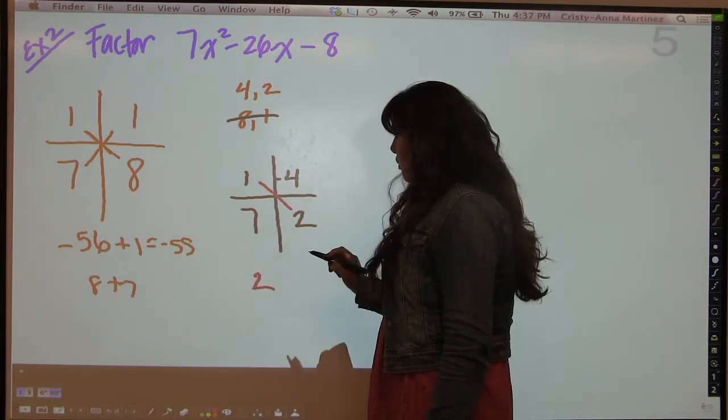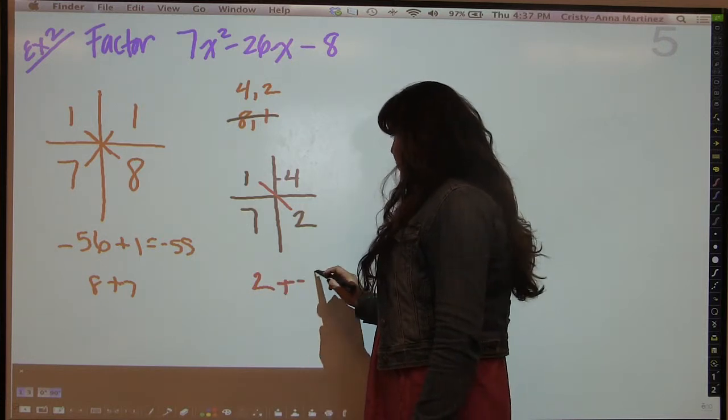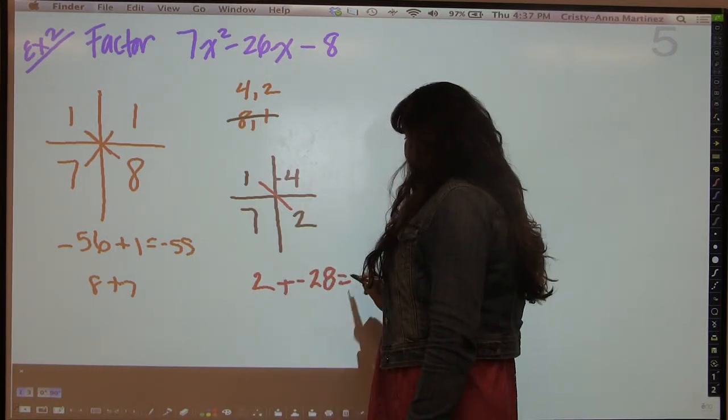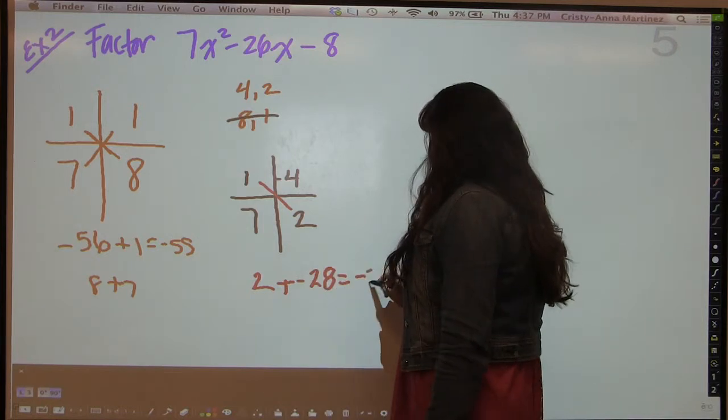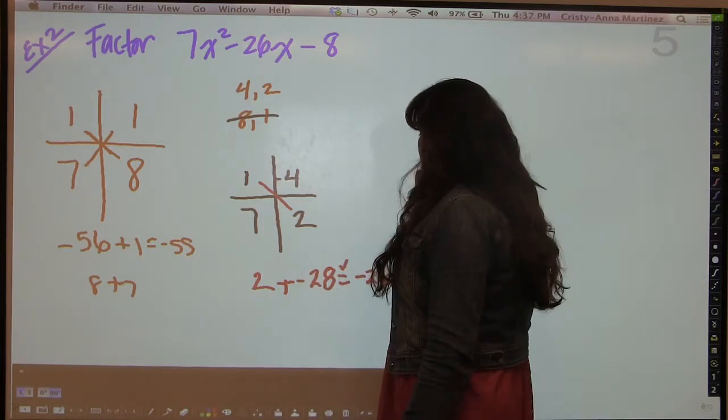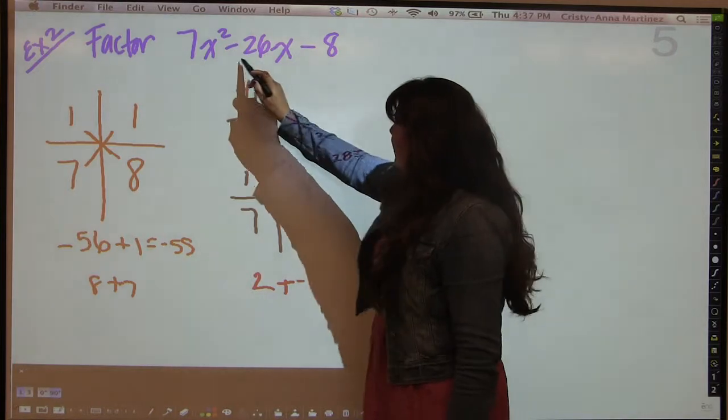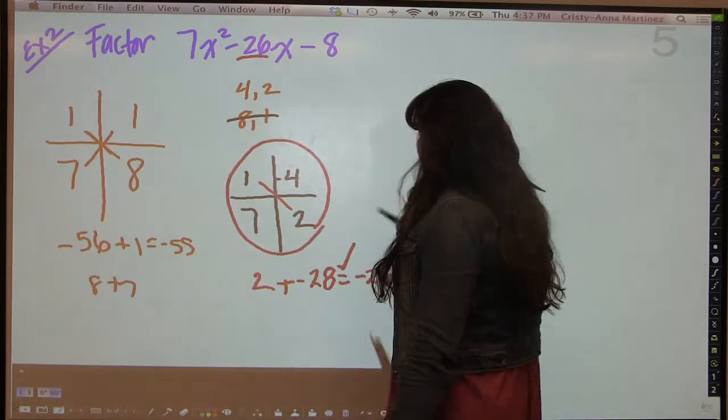7 times negative 4 is negative 28. And yay, negative 28 plus 2 is negative 26. So that works because that's negative 20. So this is the right grid that I want.